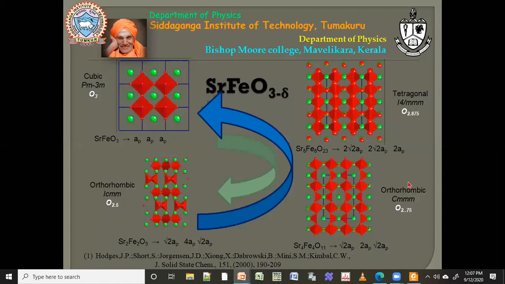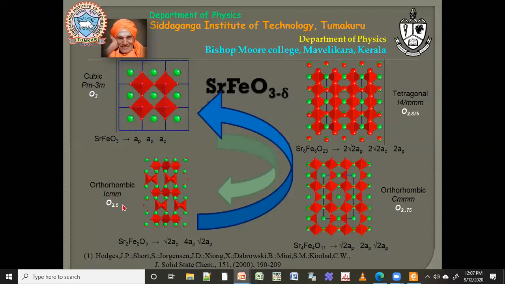And if you further decrease like 2.75, then this will be orthorhombic. And the interesting thing is if you further decrease this oxygen content, O2.5, then in this case iron is close to 3 plus. So in that case you will have orthorhombic with different symmetry. Okay, so this is the thing.